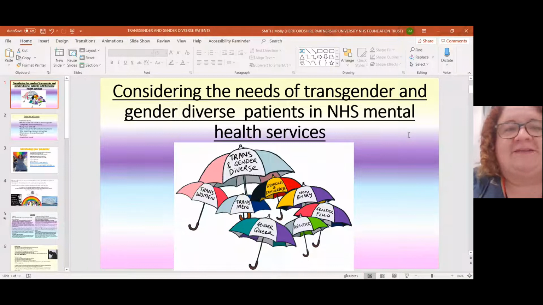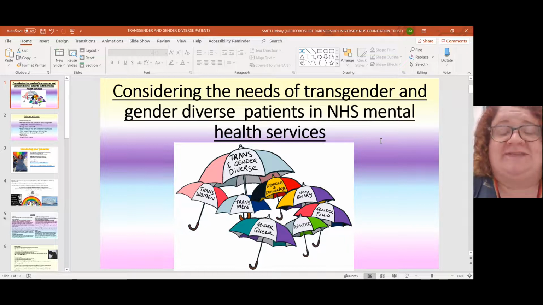So what I want today to be about is considering the needs of our transgender patients and patients that would fall under the umbrella of gender diversity. In particular, I'm focusing on NHS and mental health services because that's where I work. But I hope it's going to be helpful for a variety of professionals in lots of different healthcare services.